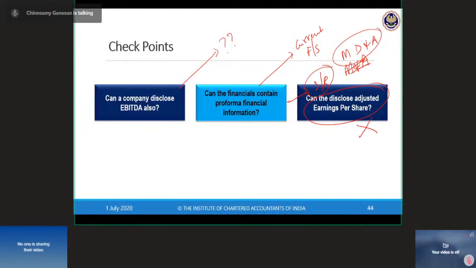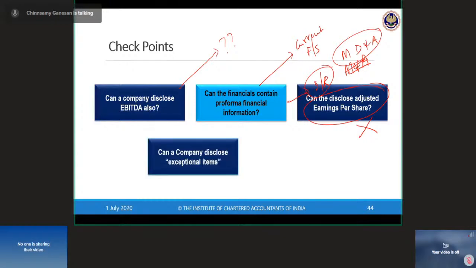You have already incurred some losses, but you are trying to show that these losses are not part of my operation. It is going to be something different. So adjusted EPS is not possible, but you can show the forward contract MTM in case you feel that it is an exceptional item, not going to recur in the future. Because Schedule 3 format allows EPS calculation, you cannot show adjusted EPS. Exceptional item is still permitted because of Schedule 3.